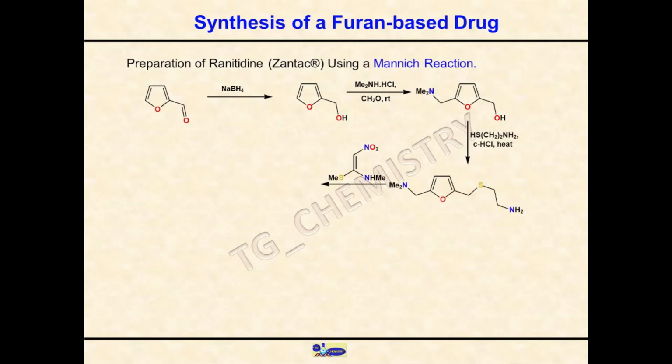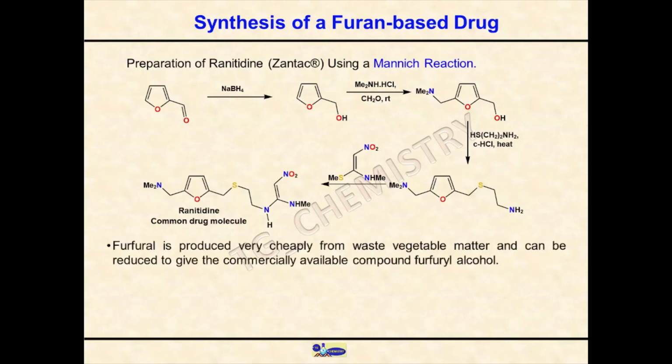Then it reacts with the aminothiol compound in presence of concentrated HCl to produce the thioamine derivative, followed by a nucleophilic addition reaction to give ranitidine, which is a very common drug molecule, as the major product. Now the furfural is produced very cheaply from waste vegetable matter and can be reduced to give the commercially available compound furfuryl alcohol, as I have said.